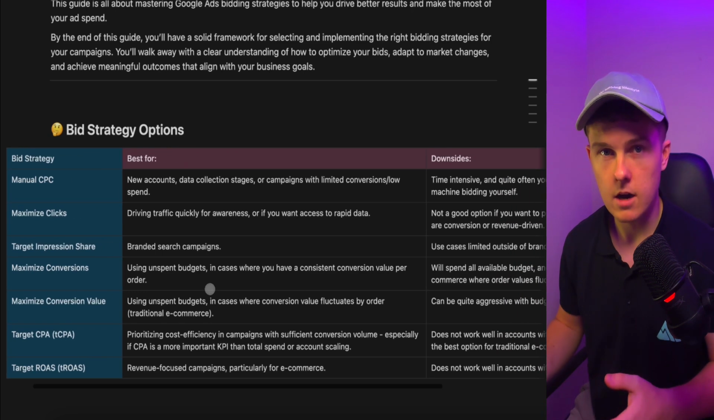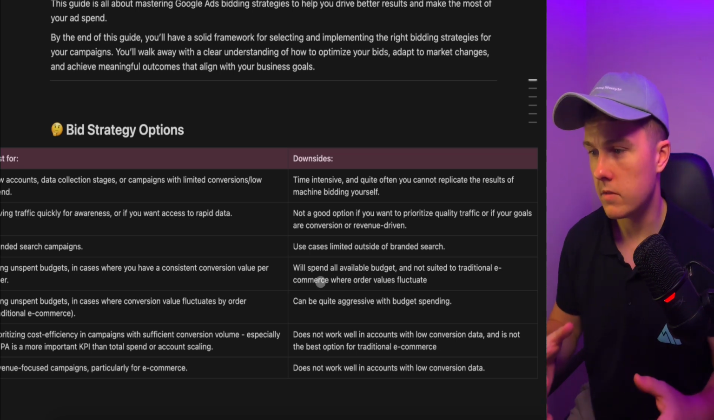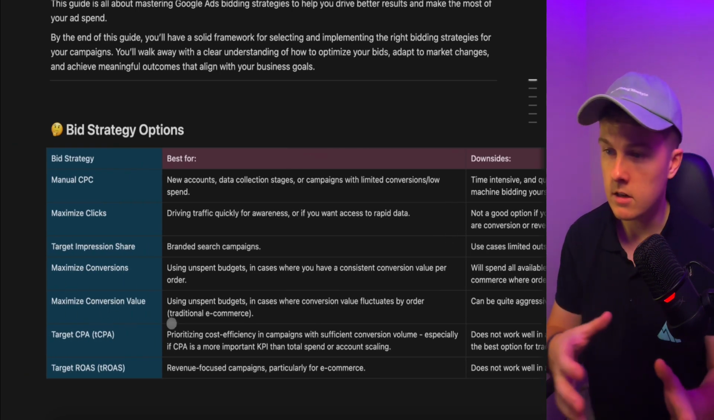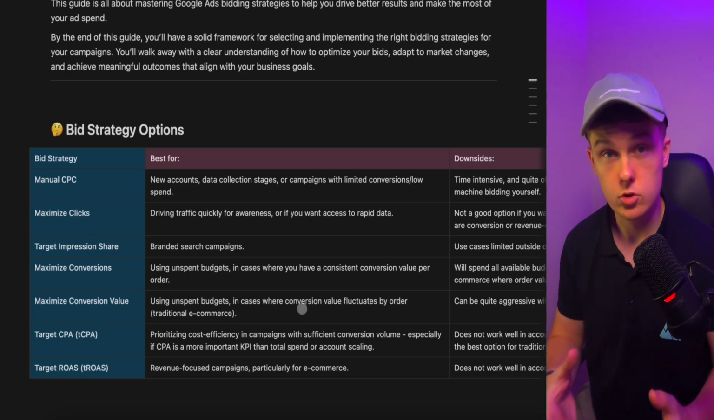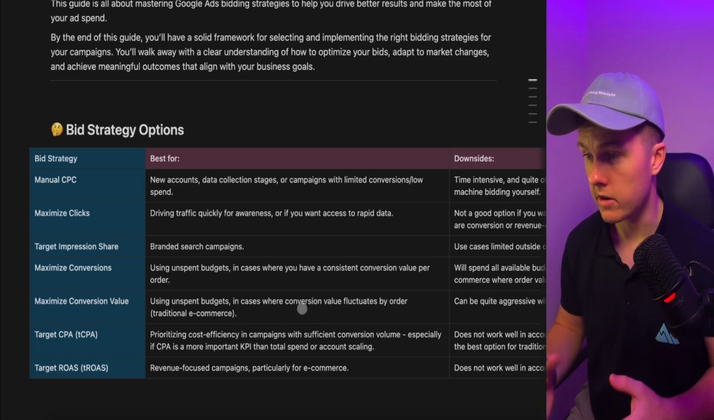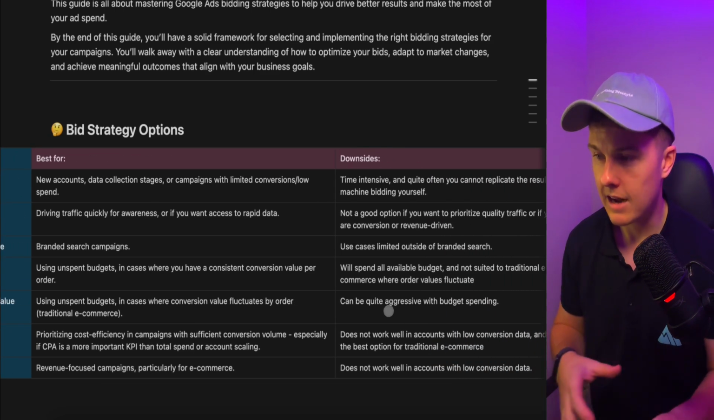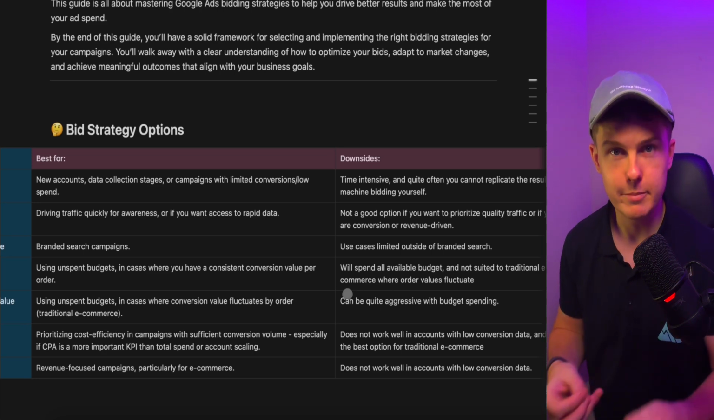Instead, if you are an e-commerce business, I recommend using maximize conversion value. So this is where revenue is your ultimate goal. And then the machine or smart bidding works to bring in as much revenue as possible through that daily spend that you give it. Both max conversions and max conversion value can be quite aggressive with budget spending, especially for accounts that aren't extremely mature.